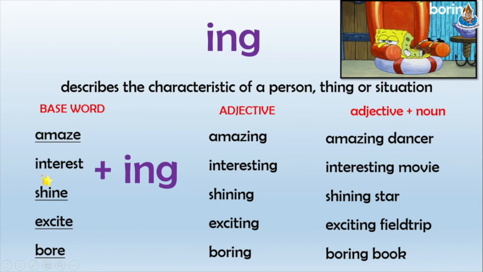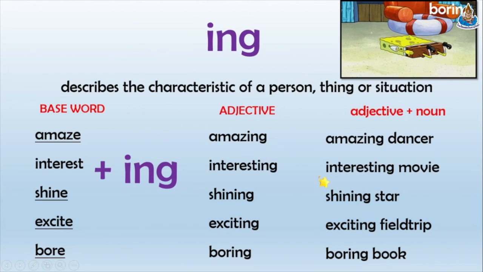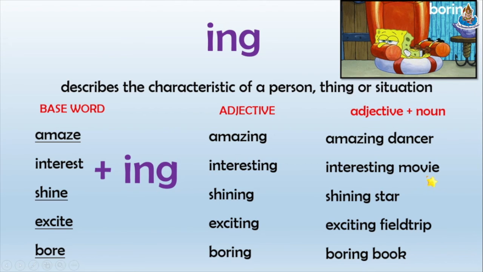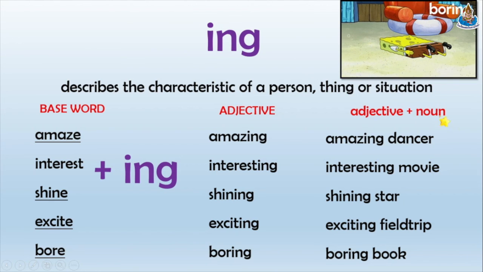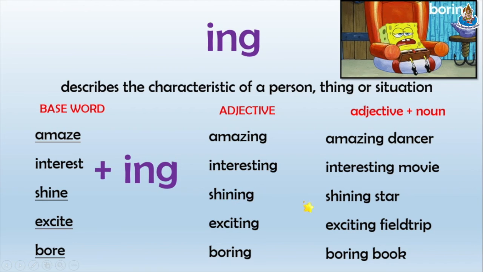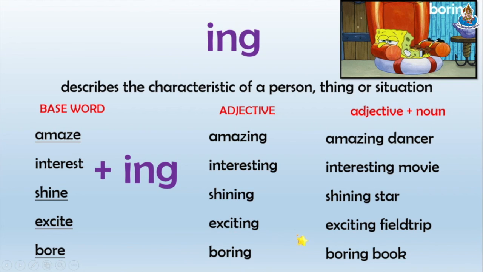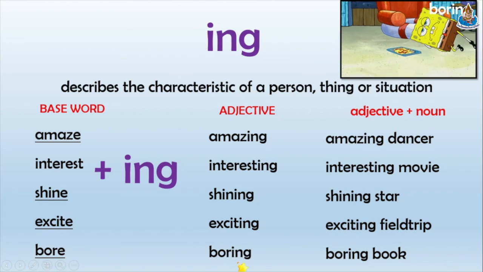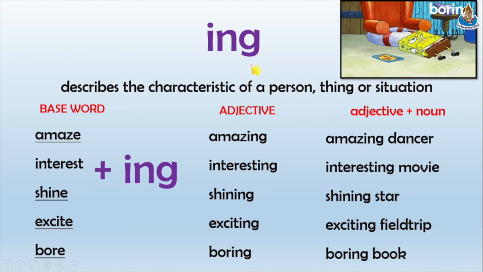Next we have interest. We add ing to become interesting. We can say an interesting movie. Interesting now is an adjective to describe the noun movie. Shine becomes shining. We can say a shining star. Excite plus ing becomes exciting. We can say an exciting field trip. Bore plus ing becomes boring. We can say a boring book. So that's it for your ing suffix.